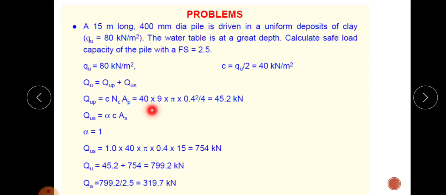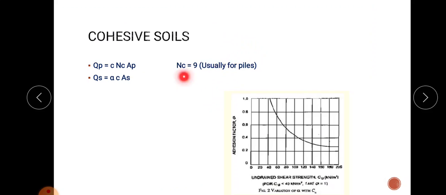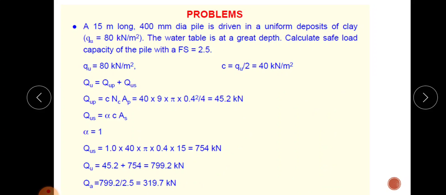So C is 40, and NC, as I have told, for piles is taken as 9. Usually for piles NC is equal to 9. In some problems the NC value will not be given, so you take NC as 9. NC 9 into area at the pile tip, which is pi d square by 4, with diameter 0.4 meter, that is pi into 0.4 square by 4. So 45.2 kilonewton is QP.